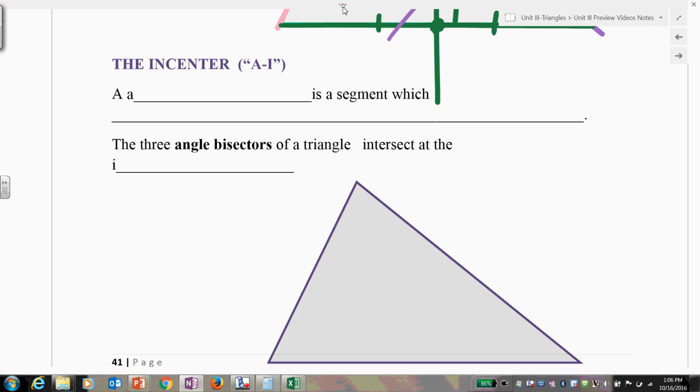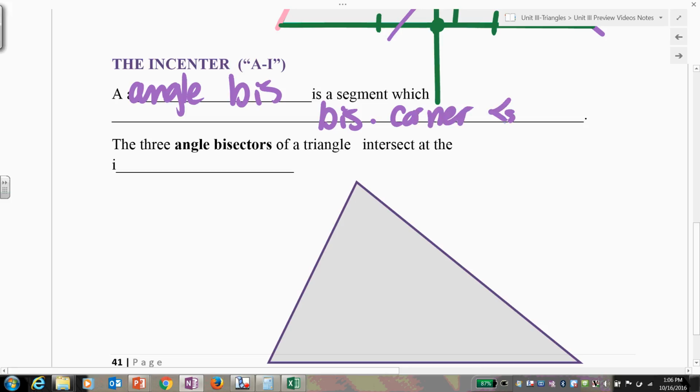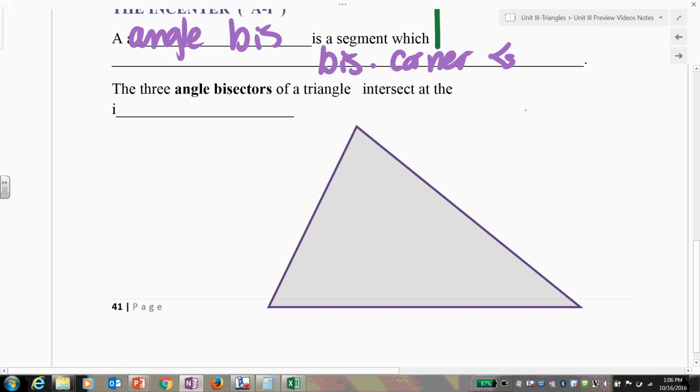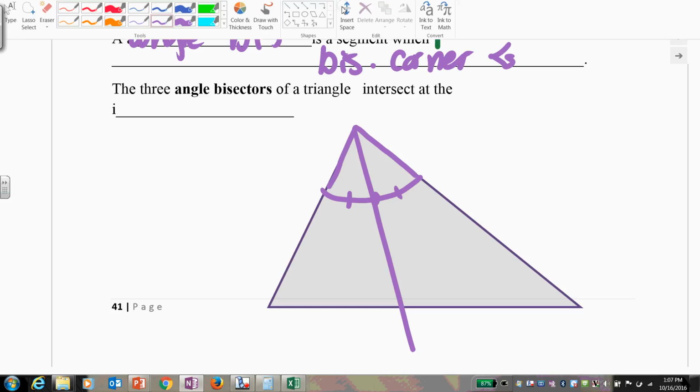Last one is an angle bisector. Last of our four triangle guts. An angle bisector is a segment which bisects the corner angles. So once again, your eyeballs are on the angle itself. So let's sweep one angle, eyeball what looks like the middle, and now you're going to draw a segment using a straight edge, take it through the opposite side so that you're focused to look at the angle, not on the side. That's one angle bisector.